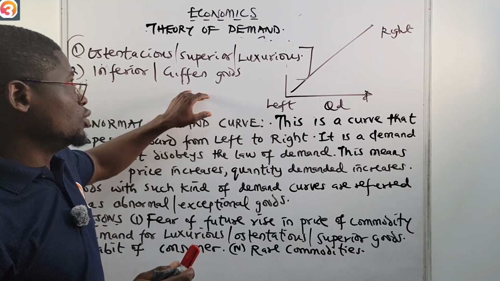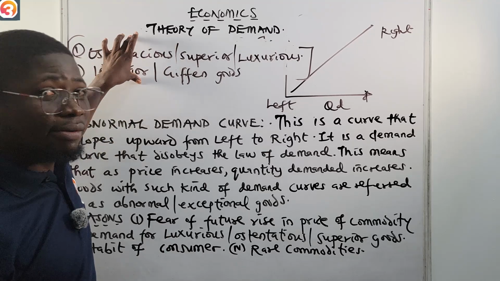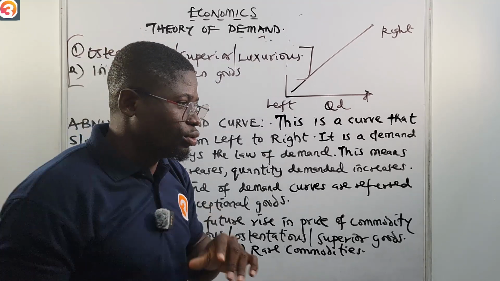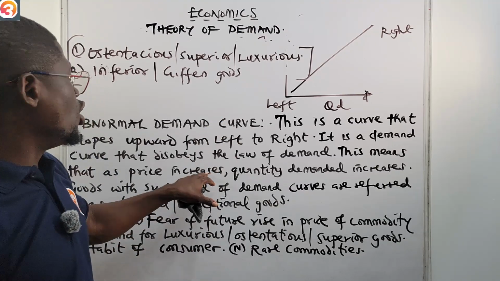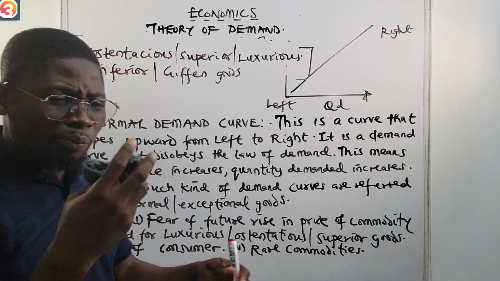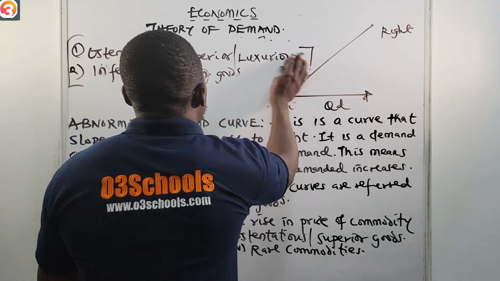Then number two, inferior or Giffen goods. These are the two types of abnormal goods that we have. Take note of them. If they were not important, I would have told you so. Now, it's also important to know the characteristics of an abnormal demand curve. It will be almost the opposite of the characteristics of a normal demand curve that we saw earlier.